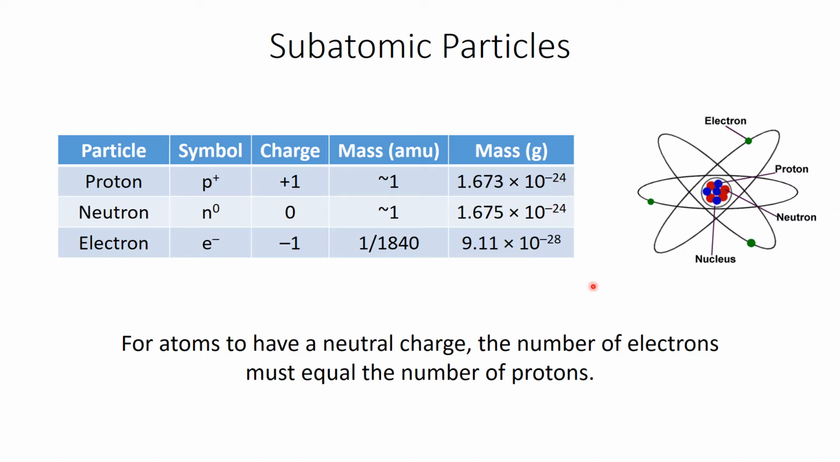So if the atom is going to have a neutral charge, the number of protons has to equal the number of electrons. If you start adding electrons, you get a negative charge. If you start subtracting protons, you get a positive charge.